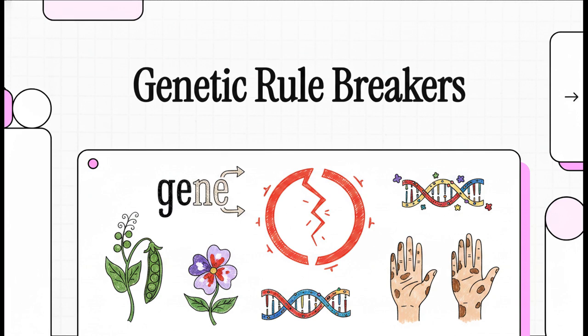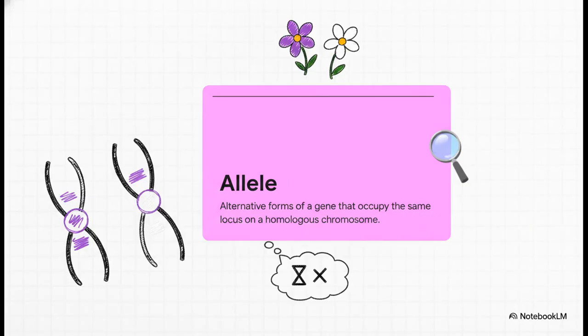Today, we're looking at the rule breakers. We are going to explore the deviations from Mendelian inheritance that explain the brilliant, complex reality of life around us. Let's get into it.